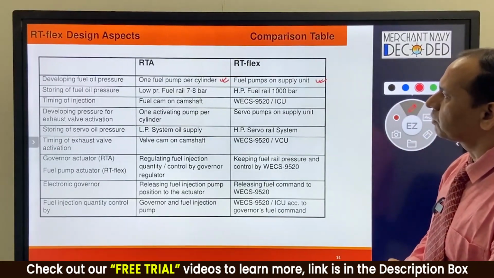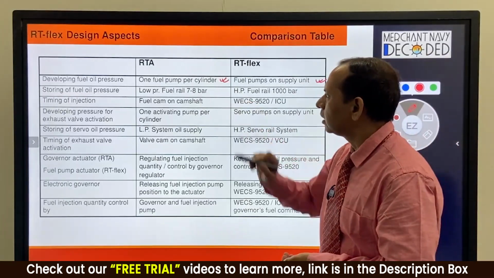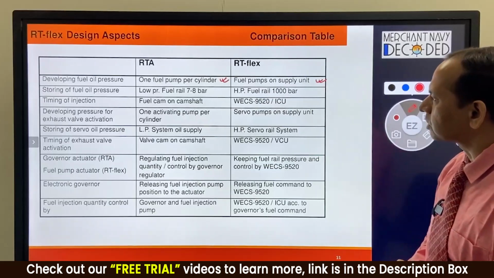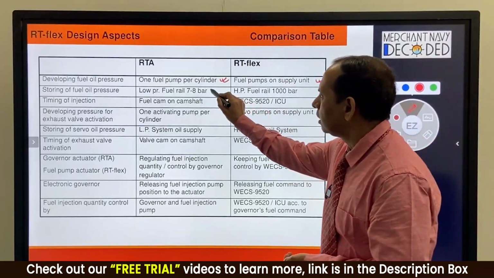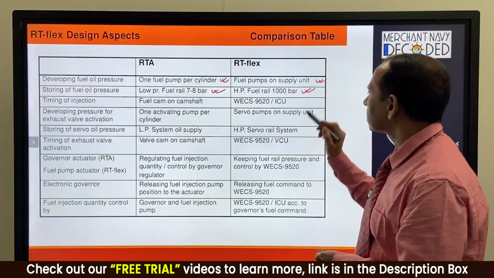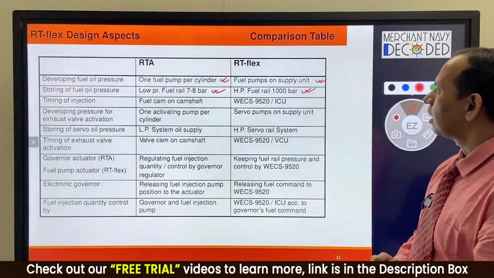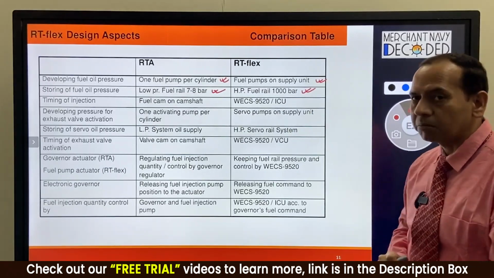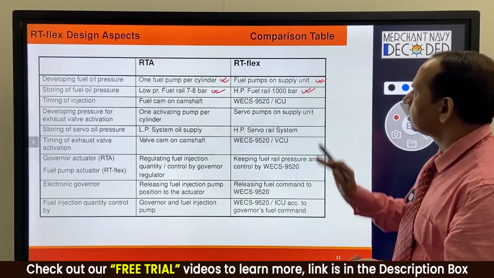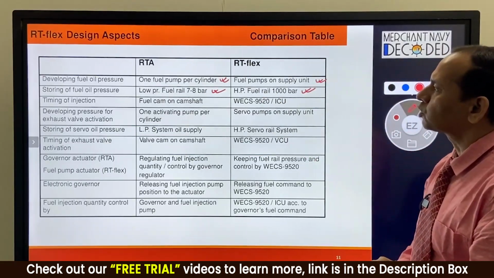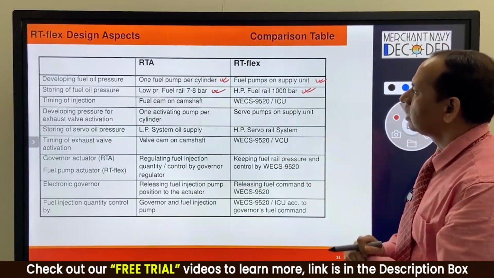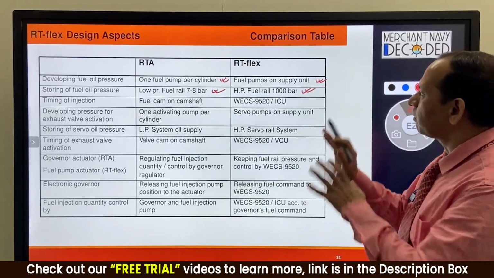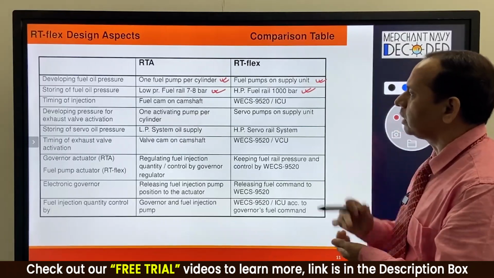Then the fuel oil pressure which is coming into the RTA engine by the fuel oil circulating pump is usually supplied at 7 to 8 bar, whereas here in the RT-Flex engine the supply pressure near the engine comes through a high pressure fuel rail which is maintained at 1000 bar by the fuel supply system. So this is another major difference between these two engines, how the fuel oil is coming near to the engine. Thereafter, the difference between RTA and RT-Flex in timing the injection.